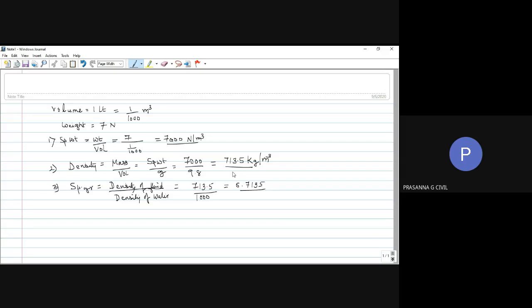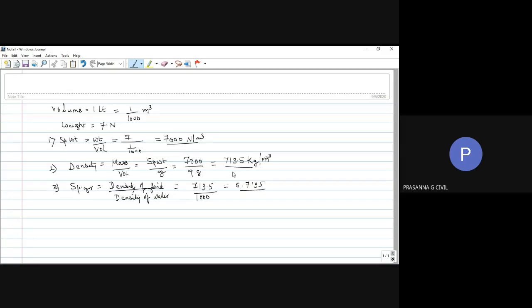So if you are given the density of a substance, you can find out the specific gravity because you know the density of water. Similarly, if the specific gravity of a substance is given, you can find out its density using the same relationship by simply multiplying it with 1000, which is the density of water. So these are some things that you should remember.